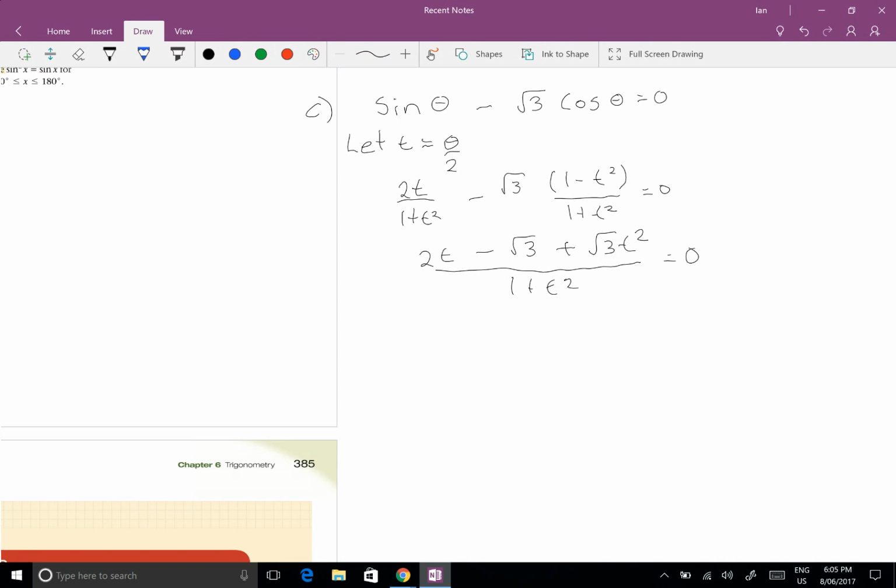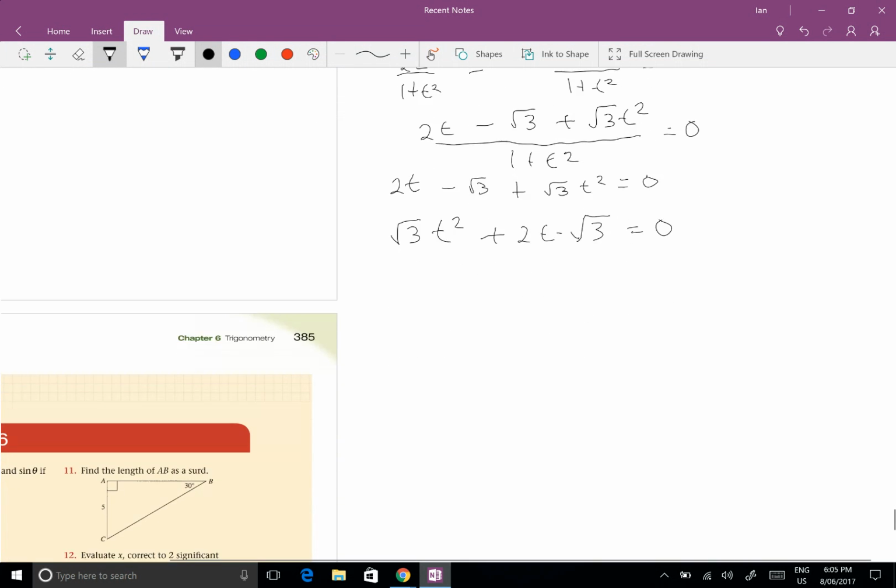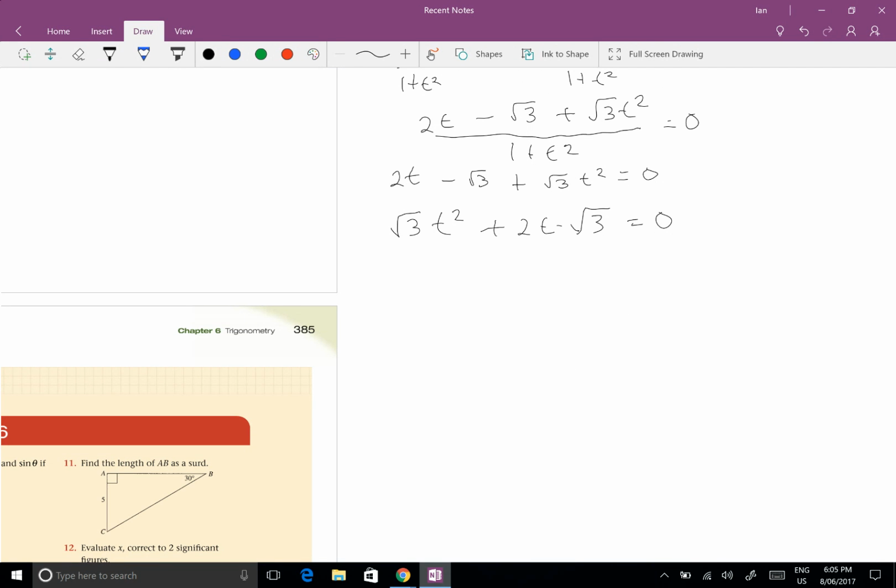Well, here's this equation. So again, I just take the top. 2t minus root 3 plus root 3 t squared equals 0. Let's take it all over the other side. Oh no, we don't need to do that. So we get root 3 t squared plus 2t minus root 3 equals 0. Oh dear, what are we going to do here? Don't panic. Let's use our quadratic equation this time.